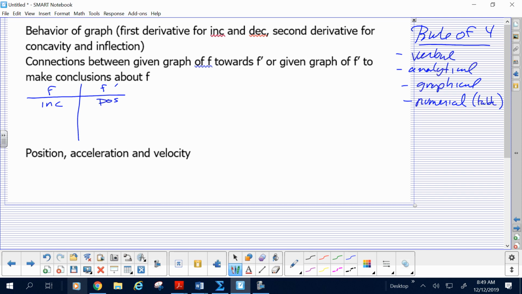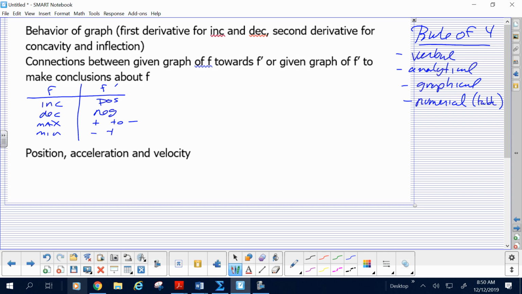Okay, F is increasing if F prime is positive. F is decreasing if F prime is negative. F has a max where F prime changes positive to negative. Now I know that appears in the first derivative test, but it also appears in a graph. If I gave you a derivative graph like this, what would be happening on the original function f at 1? There's a min because the derivative goes negative to positive.